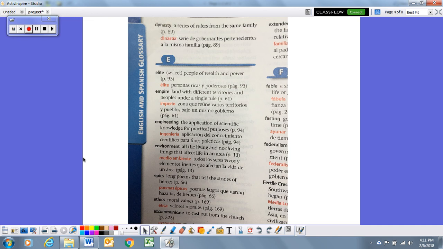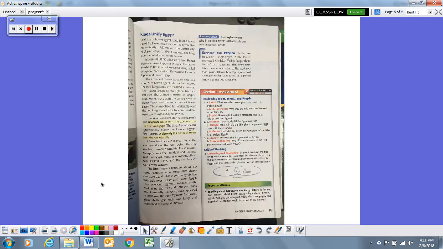So if I turn to page 89 in the book, I can look at section titles, like those red words and blue words, those subheadings that we've been using. And that might help me identify the civilization. And this one certainly does. If I look up here, it says kings unify Egypt. So dynasty must belong with Egypt.